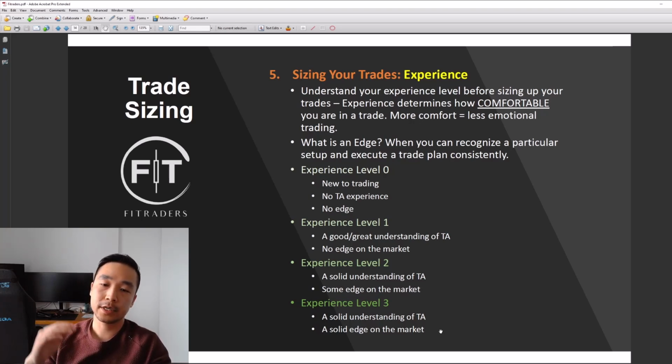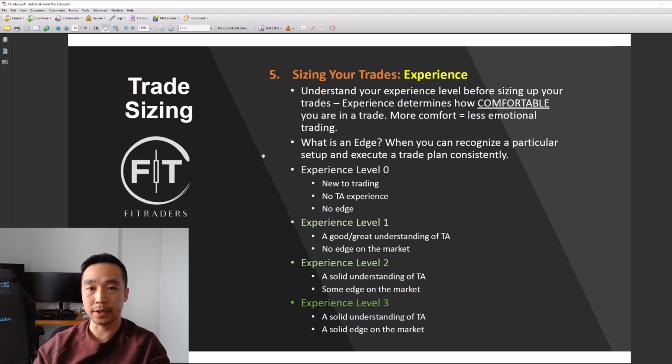And so all these different levels of experience really are a testament to how you can control your risk and the amount of plays that you're comfortable with. So you can take a look at that and see, hey, which level you're in.